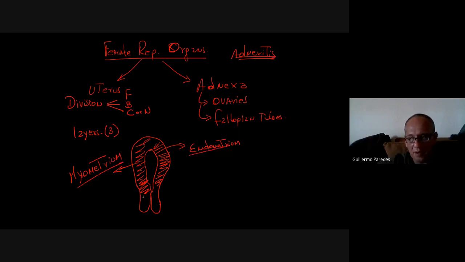So the cervix is part of the uterus. It has a very thin muscular layer too. Okay? Myometrium, endometrium. And we have the outer layer that is called the perimetrium.